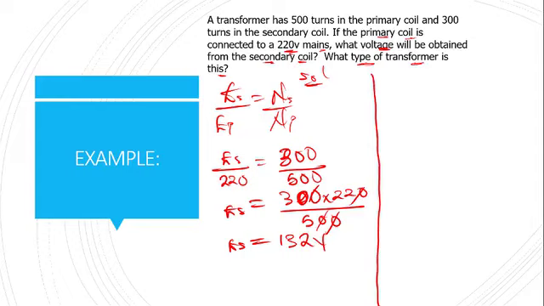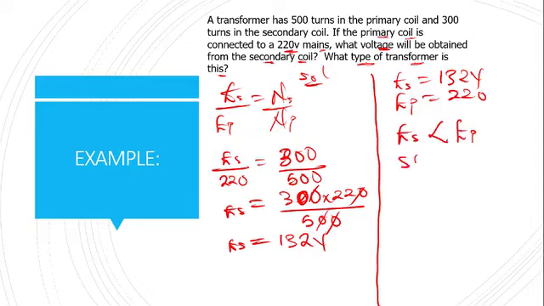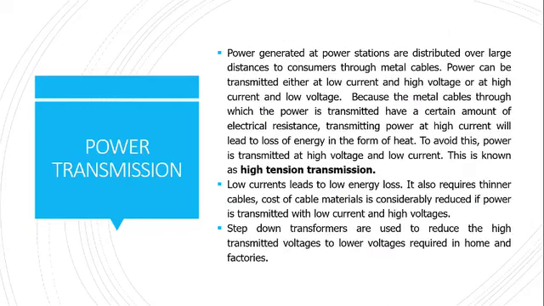Now, the second part of the question, what kind of transformer is this? So we have to ask ourselves, the ES and the EP, which is greater? So let's find out. The EMF in the secondary is 132 volts. The EMF in the primary is 220 volts. So here you discover that the EMF in the secondary is less than the EMF in the primary. So for that reason, this is a step down transformer. Alright, so that's the answer to this question.